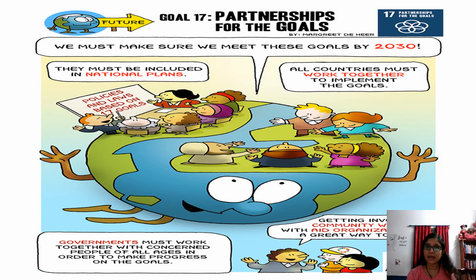That is, whenever we plan something, for example, from our side itself, when we start planning, definitely everybody will start to plan, and all countries must work together to implement the goals. That is, to work towards this goal. And governments must work together with a concerned order to make progress on the goals. That is, the government people, the higher authorities, they should work together. They should not be fighting with each other, and we should be getting involved. It's not the work only for the government, it's work for us also as an individual.